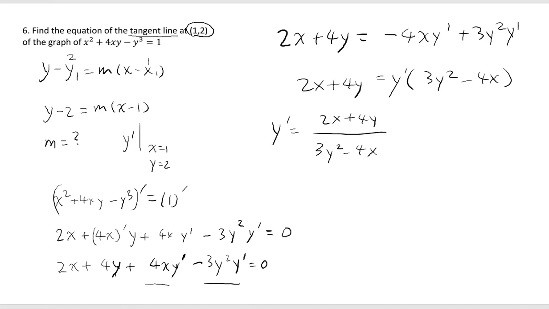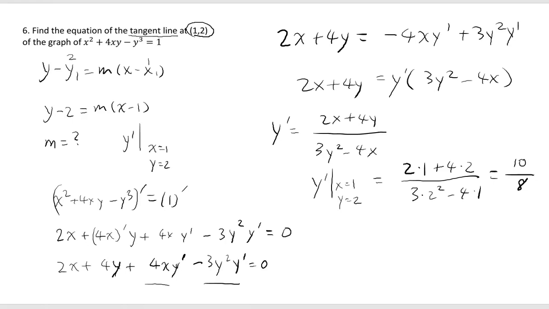Okay, this is almost the slope, not quite yet, because we need the slope when x is 1 and y is 2. So let's go ahead and figure that out. y prime when x is 1 and y is 2 is 2 times 1 plus 4 times 2, over 3 times 2 squared minus 4 times 1. That's 8 plus 2, that's 10 on the top. And then that's 12. 12 minus 4 is 8, which gives us 5 over 4 as the slope. That's our value of m. Now plug it back into our point slope form. That gives us the final answer, which is y minus 2 equals 5 over 4 times x minus 1.